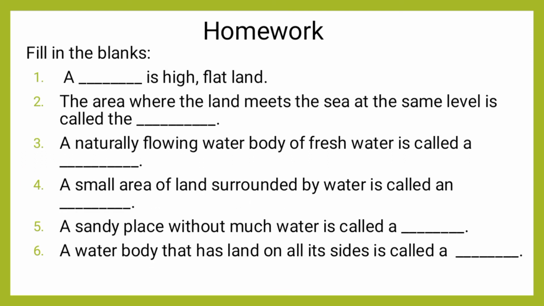Fill in the blanks. A dash is high flat land. The area where the land meets the sea at the same level is called the dash. A naturally flowing water body of fresh water is called a dash. A small area of land surrounded by water is called a dash. A sandy place without much water is called a dash. A water body that has land on all its sides is called a dash.